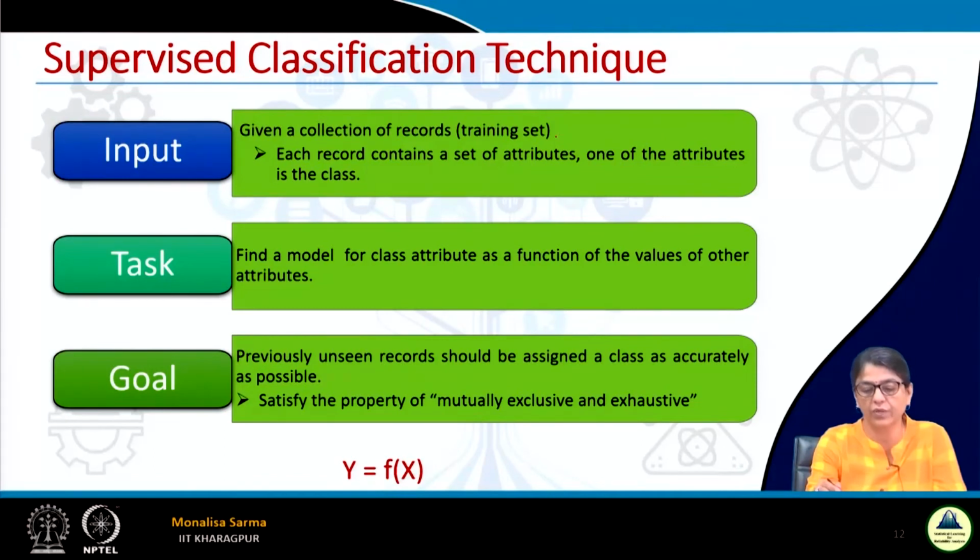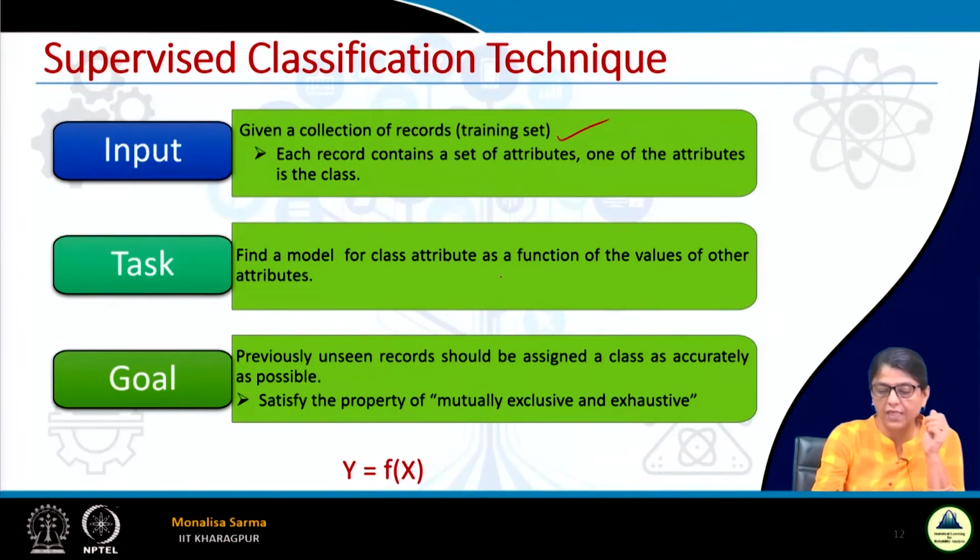Input is a collection of records. We also call it a training set. It's nothing but a collection of different observations of data. If I talk about it in the case of statistics, it is this collection of different observations. Each record contains a set of attributes, and among those, one of the attributes is the class. So each observation has some attributes, and one of the attributes is the class label.